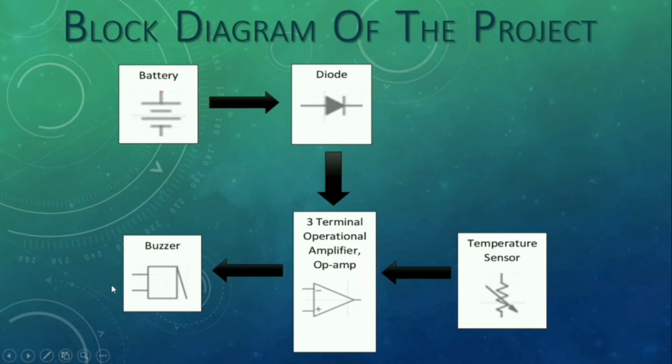So, the final step of this block diagram is the buzzer. The buzzer will sound when a fire is occurring, while the buzzer will be silent when no fire occurs. Next, this is our circuit design.